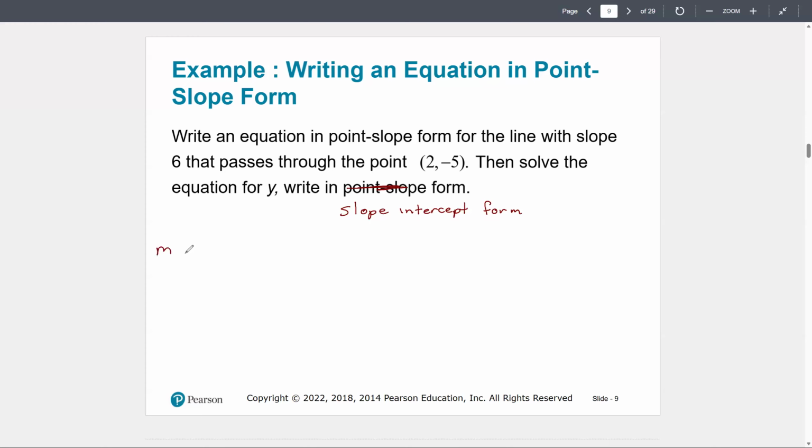So we know that m, my slope, is 6. We have a point, 2, -5, so we know our x1, y1 are going to be 2, -5. We have an equation which says y minus y1 is equal to m times x minus x1. So this is our point slope equation.